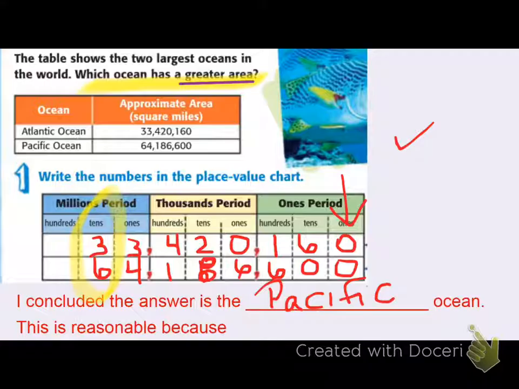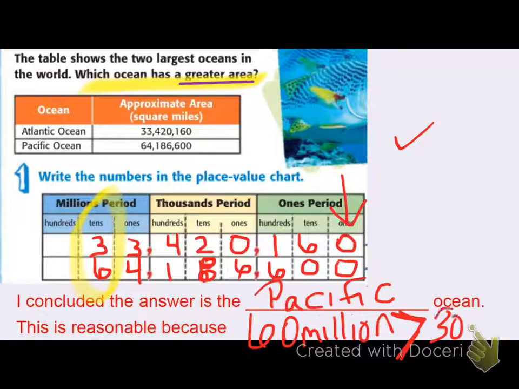is the greater value. It's reasonable because 60 million, right, because we're in the millions period, that's in yellow there. The 60 million is larger or greater than, there's that symbol, greater than 30 million. So again, we want to make sure that once we have finished a problem, we go back and we think, why is it correct? Well, this is correct because I proved the 6 there is larger than the 3. 60 is larger than 30.